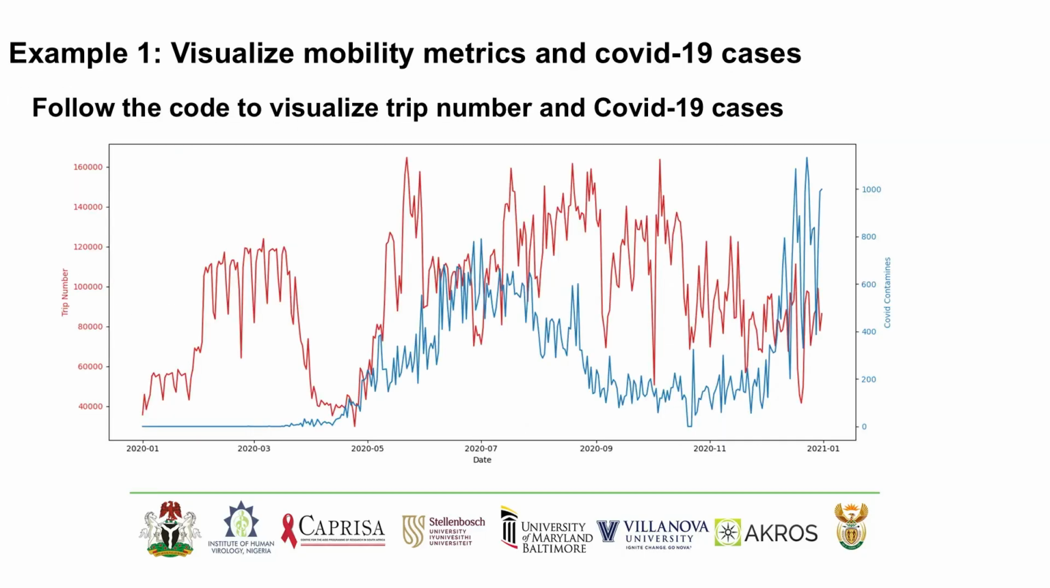Once merged, we can plot the number of trips and number of COVID cases over time by running the Python code. The red line shows trip numbers and the blue line shows confirmed cases. You can clearly see the inverse trend: as cases increased, mobility decreased, especially during major lockdown periods. This visualization helps us intuitively understand behavioral responses to pandemic waves.